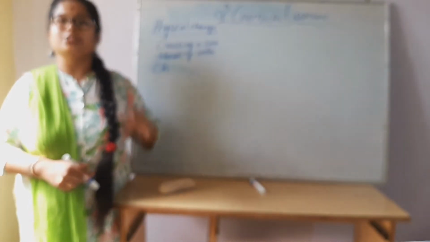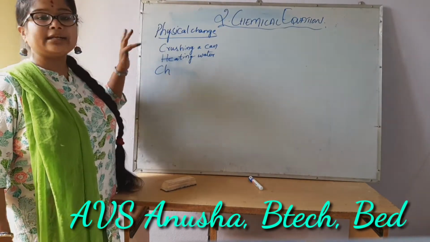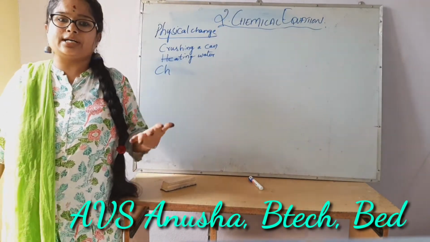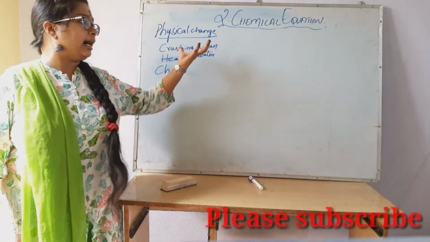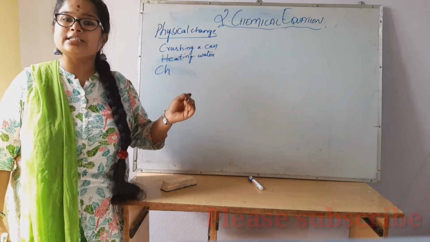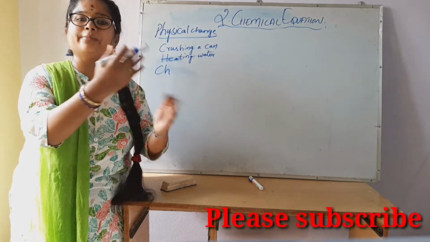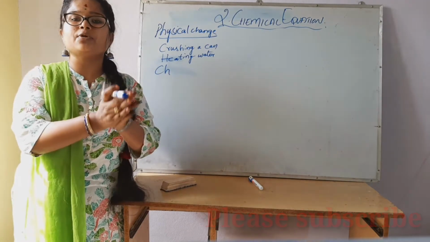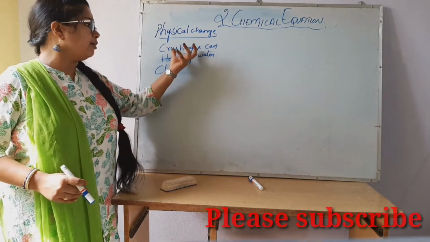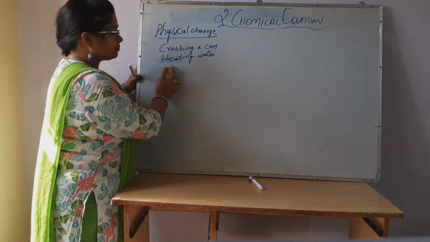Our topic is about chemical equations. First, there are different types of changes. You have learned in your previous classes, isn't it? One of the changes is physical change. What is a physical change? In a physical change, the matter is changed from one form to another form, but no new substance is formed. Like crushing a can or heating water are physical changes.